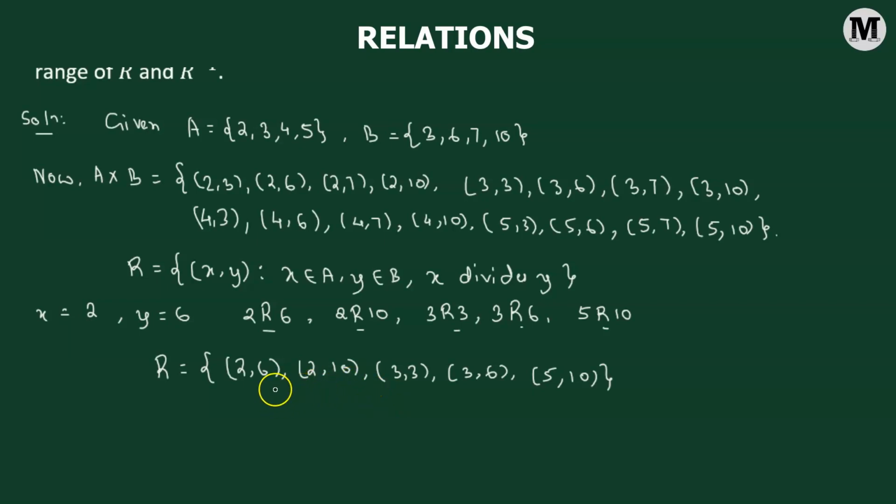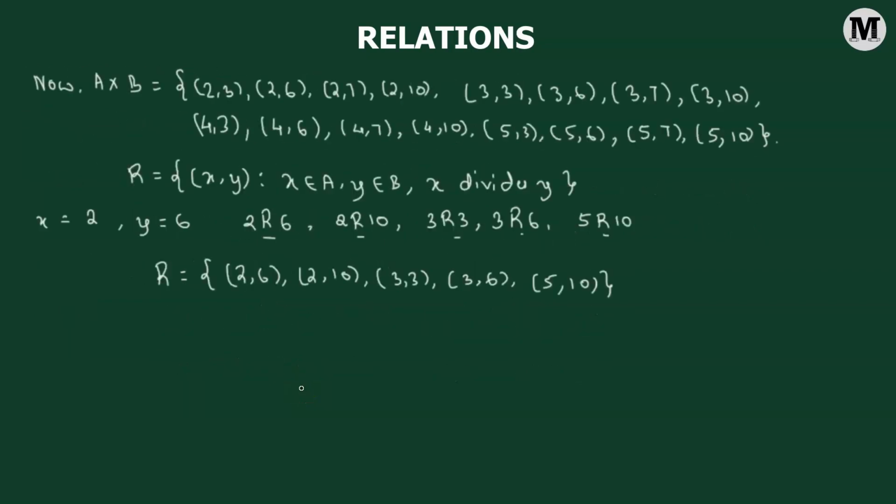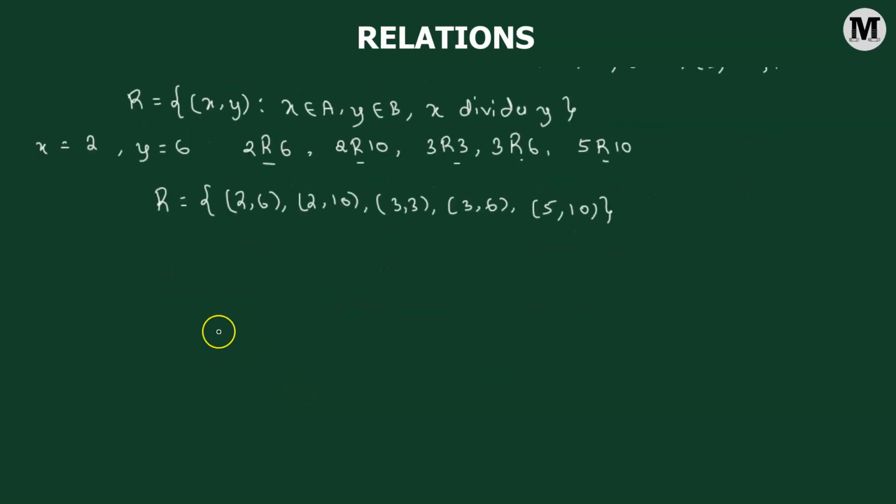Fine. Now that we have the relation R, we can immediately obtain its domain as well as range. So what is the domain of the relation R? All you have to do is pick up the first element from each of the ordered pairs. So here we have the element 2. Here 2 is repeating again, and we don't have to repeat the element. Then we have 3, and then we have 5. So the domain of the relation R consists of the elements 2, 3, and 5.